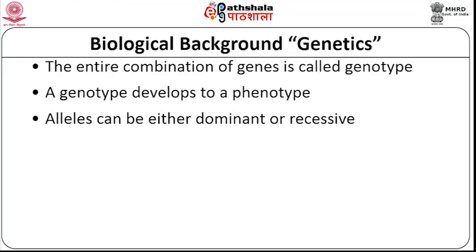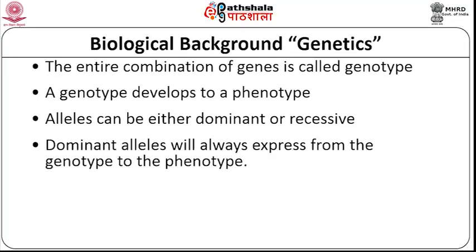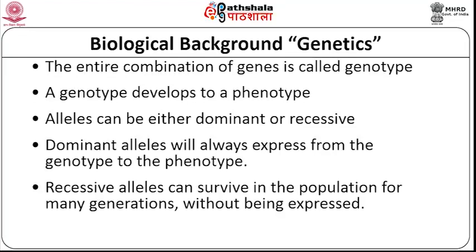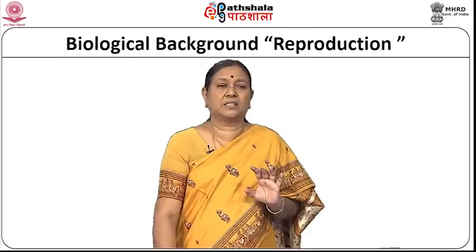For example, some particular characteristic like black can be dominant or black can be recessive in color in some application, and dominant alleles always express, that is, they will be taken from genotypes to form phenotype, while recessive alleles can survive in the population for many generations, but need not be expressed at all. So, it need not form a phenotype at all. So, there are dominant and recessive, as far as biological nature is concerned.